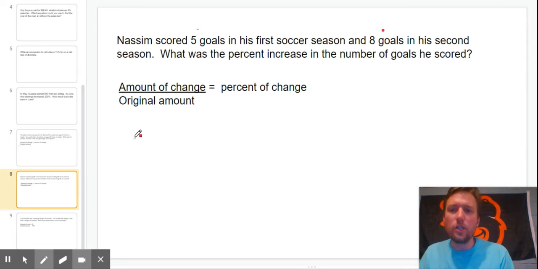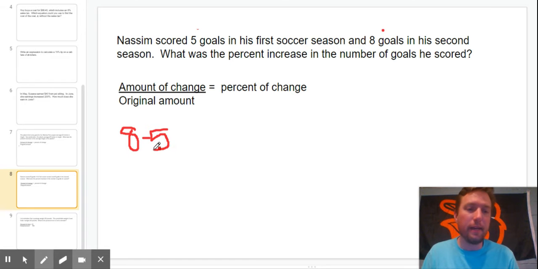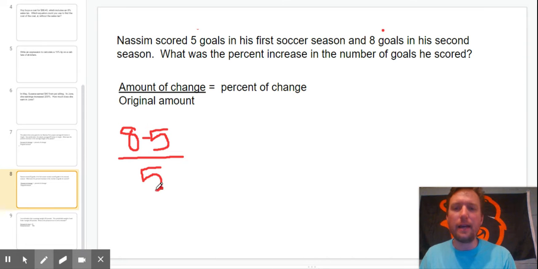It's going up. So what we're going to do is plug in 8 and subtract 5, because when we take 8 minus 5, that's going to give me the amount of change. And I'm going to divide that by my original amount, which would be 5. And that's going to equal my percent of change.